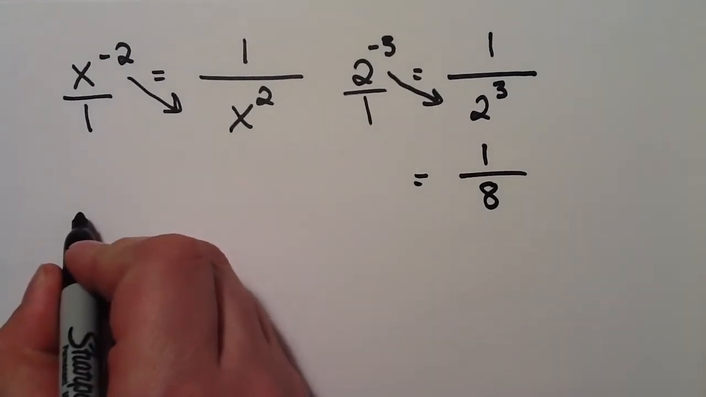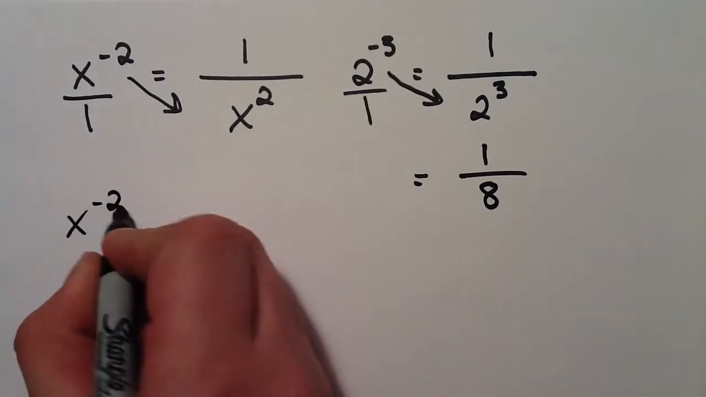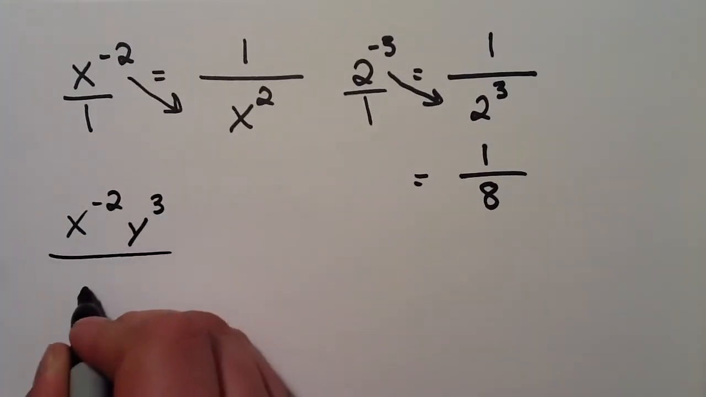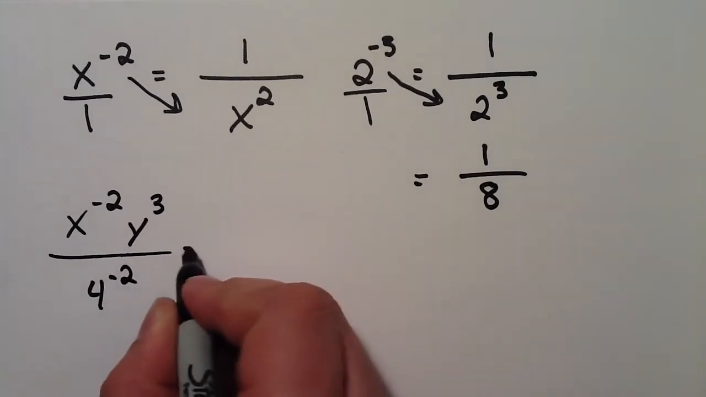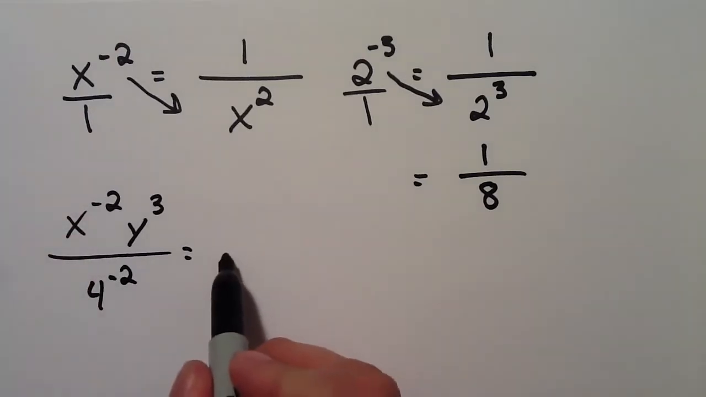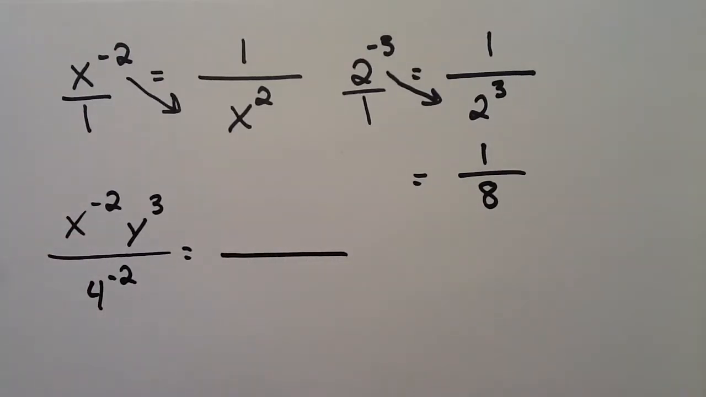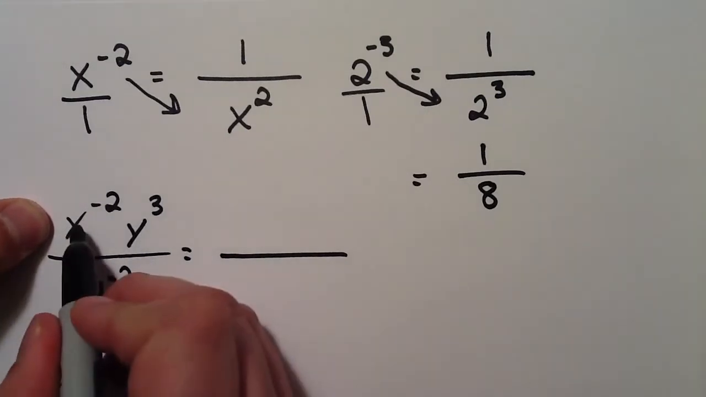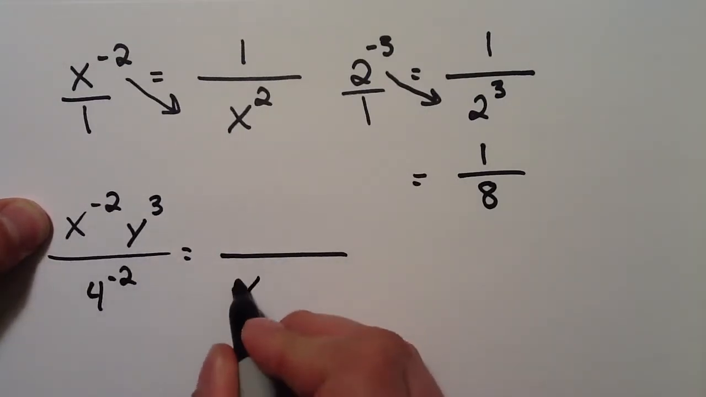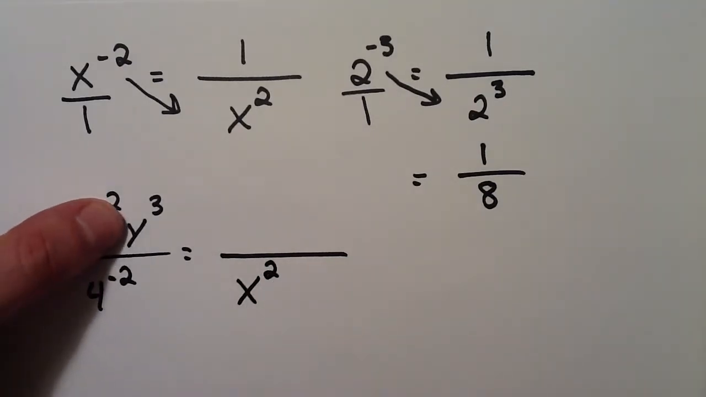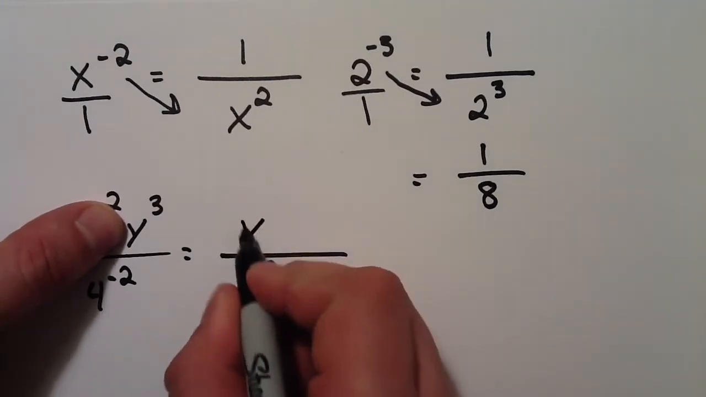To go over one more with negative exponents, I'm going to say x to the negative 2, y to the third, all over 4 to the negative second equals. Now we have negatives in the top and in the bottom. So I just draw myself a line. Looking at the top, I want to write this with all positive exponents. X is to the negative 2 up here, so to make it positive, I can bring it below. So it becomes x squared. Y to the third is already positive, so I just keep that on top.